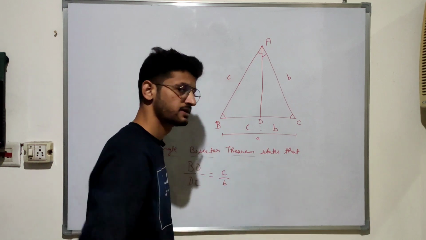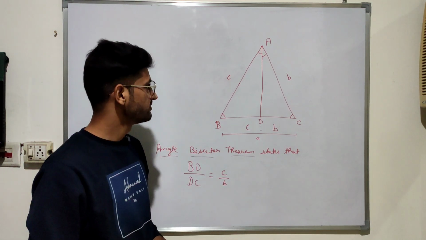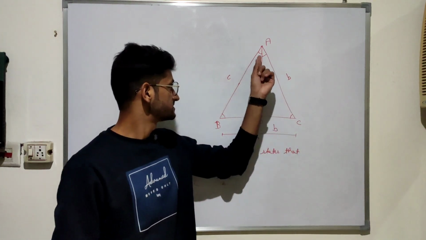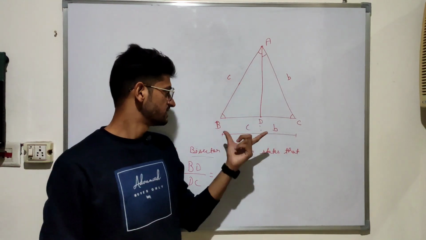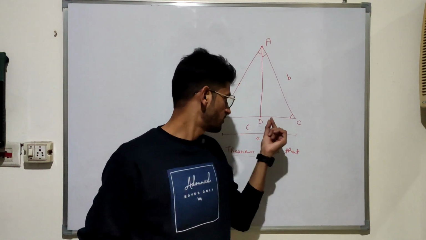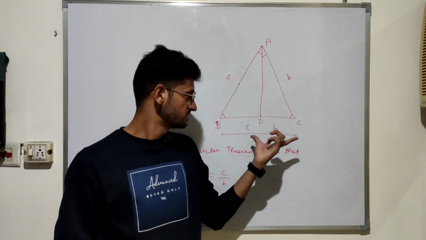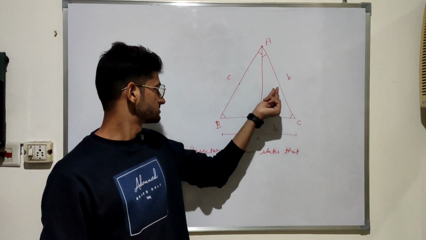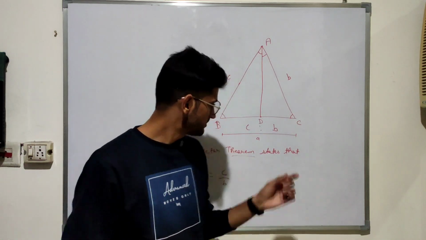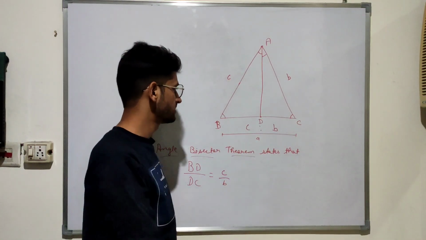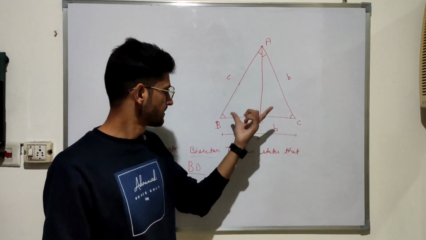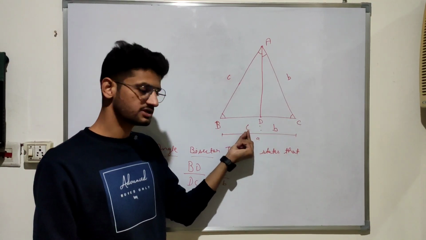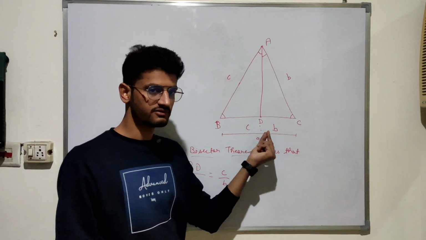So what does this mean? When we have any triangle ABC and any internal angle bisector, let's say in this case it is AD, then point D is going to divide side length BC in the ratio of C to B, that is, the containing side lengths C and B. So here we now know about the angle bisector theorem: if you have any angle bisector in a triangle ABC, then point D is going to divide the side length BC in the ratio C to B. What is C and what is B?